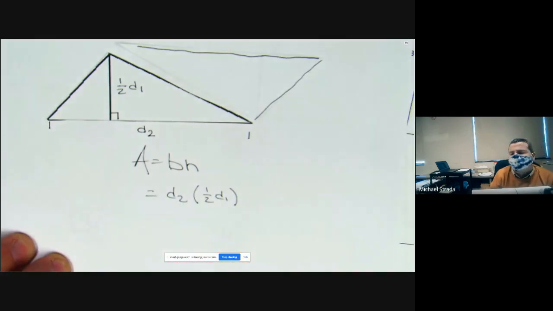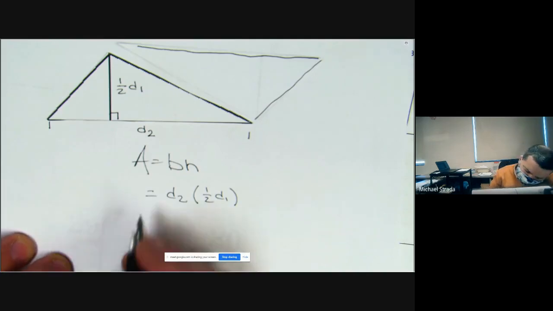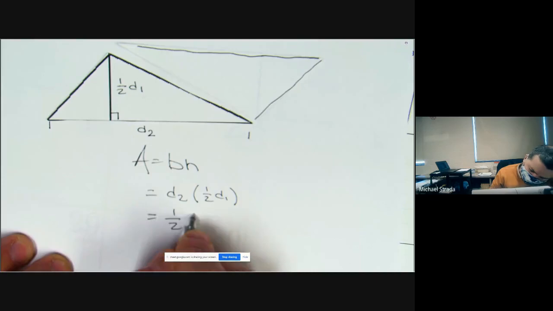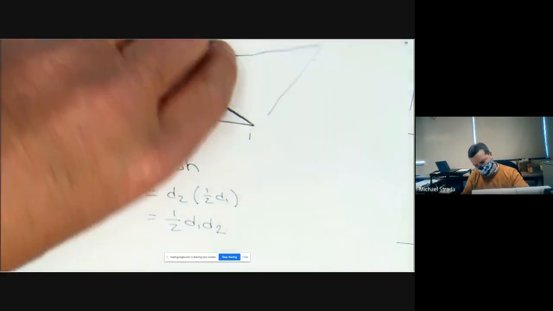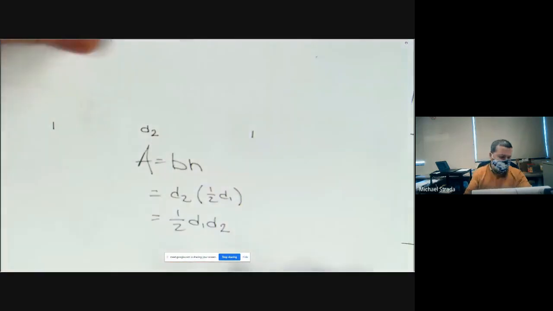For pure looks, appearances, what do we normally do with the 1/2? Put it first. Ladies and gentlemen, guess what formula you once again have? 1/2 D1 D2. Good? All right, let's take some notes.